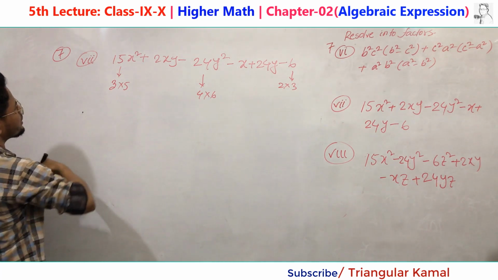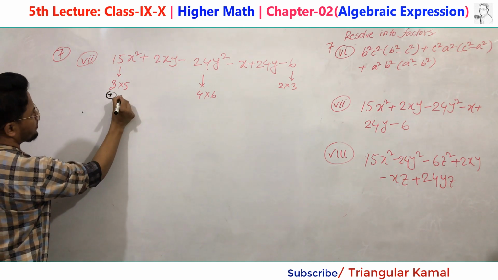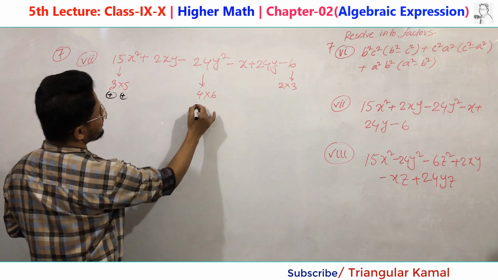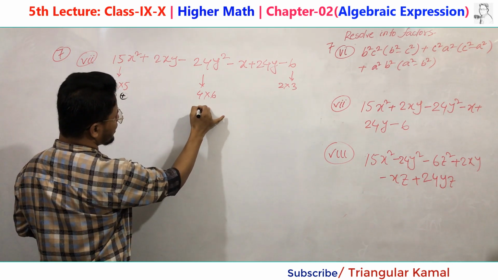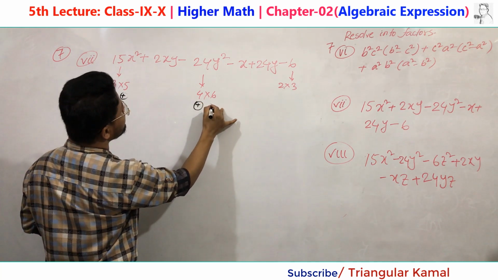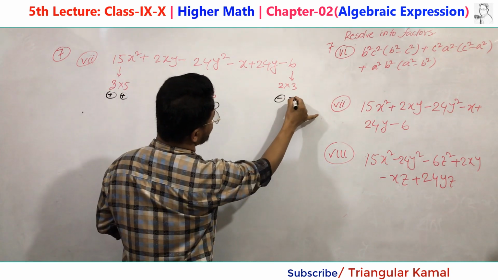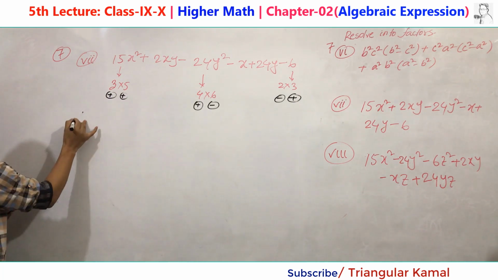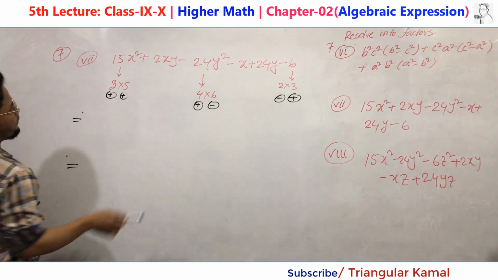The coefficient of x square is plus here, so both factors will be plus. The coefficient of y square is minus, so if you consider this one is plus, then this one will be minus. If this one is minus, this one will be plus. Plus minus, minus plus. Okay, now start here. Third line first.